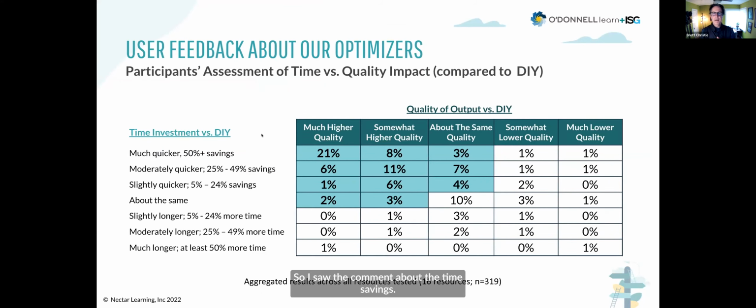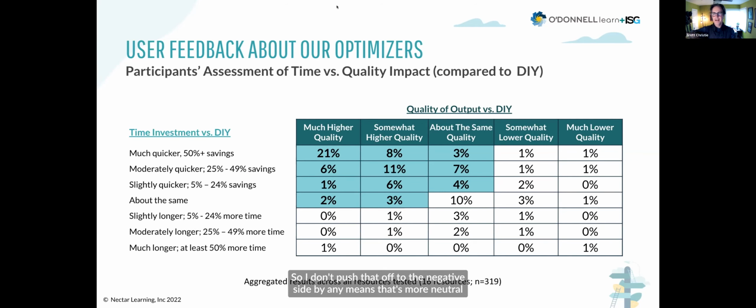So I saw the comment about the time savings. It's great that you tell people how much time something might take going into it, but we also have done a lot of research on these optimizers and how we're looking at saving time and increasing quality. The ideal is that upper left 20%, 21%, where they rated the resource they were able to develop as much higher quality, and it was also much quicker. If you add those green cells together, where there's at least some bump in quality and some time savings, you've got 72%. That's huge. And even that 10% that says it's about the same on quality and about the same on time, that's still a plus because they're doing something.